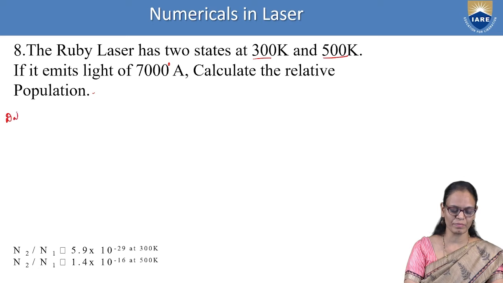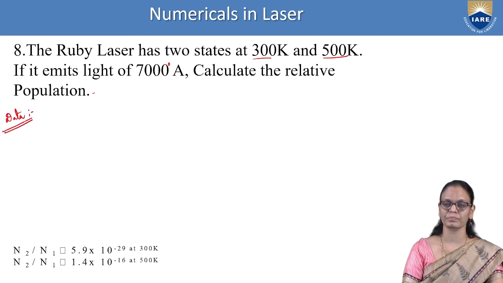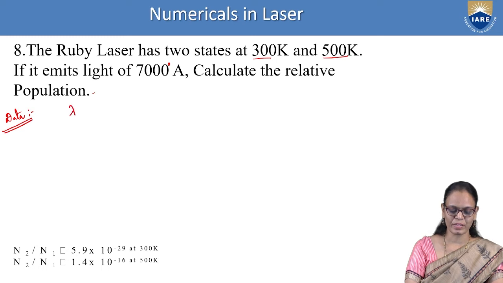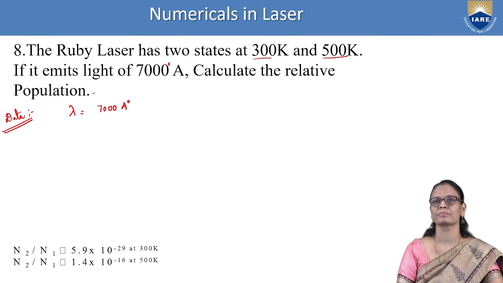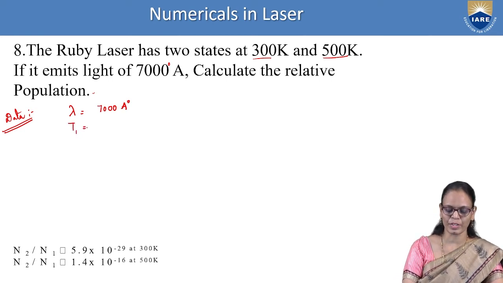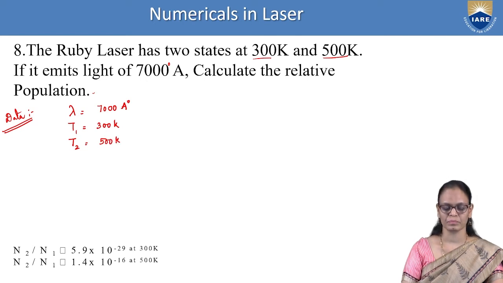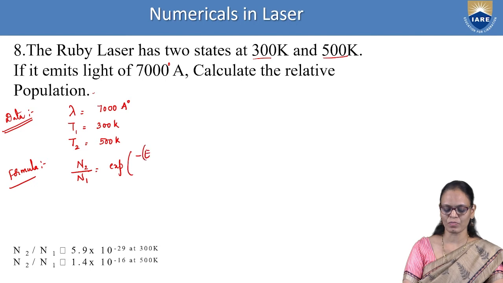So write the data given. Wavelength lambda is 7000 angstrom. Temperature T1 is 300 Kelvin. T2 is 500 Kelvin. We have to find the relative population. Formula for relative population, N2 by N1 is equal to exponential minus of E2 minus E1 by KT.